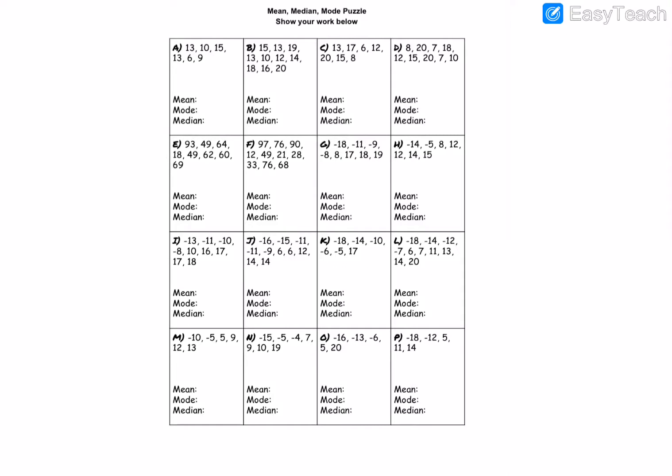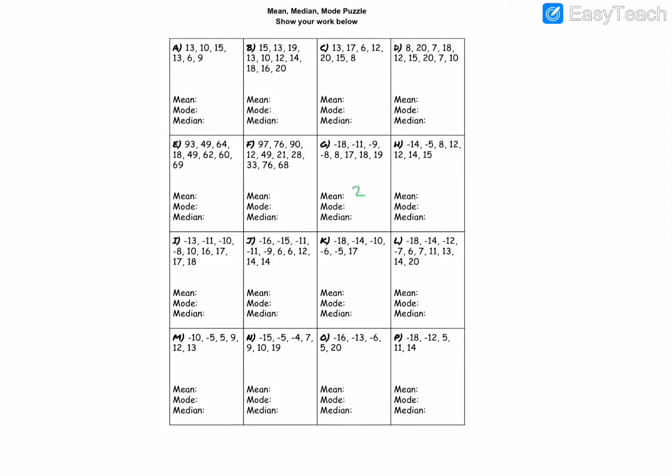And I don't think I got the right answer. I'm sorry, guys. Hang on one second. -18 plus -11 plus -9 plus -8 plus 8 plus 17 plus 18 plus 19, and I get 16. And then if I take 16 and divide that by 8, I get 2. So my mean is 2.